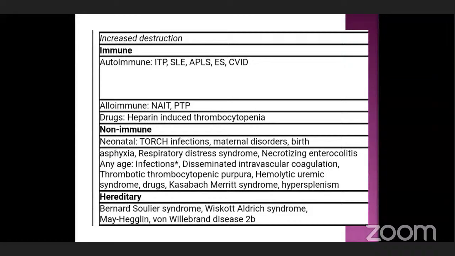Okay. Then we have May-Hegglin anomaly. May-Hegglin anomaly is a condition where the neutrophils as well as platelets are affected. Then we have von Willebrand disease type 2B. There are three types of von Willebrand disease: type 1, type 2, and type 3. And out of that, type 2B is associated with thrombocytopenia.